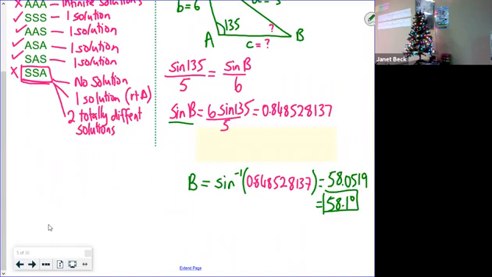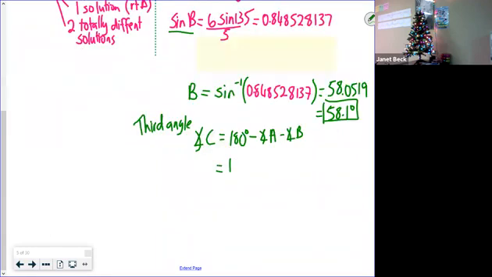Now we have to find either side length C or angle C. We can't do this yet, and this is what we have to do to work out side length C. We can't do something when there's two unknowns. So we can't do law of sines yet, but we can find the third angle in a triangle by subtracting. So angle C is going to be 180 degrees minus angle A minus angle B. So it's going to be 180 degrees minus 135 degrees minus 58.1 degrees.